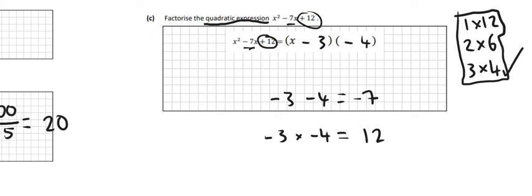So I've got two numbers, minus 3 and minus 4. They're two numbers that will multiply to give me positive 12, but will sum together to give me minus 7.